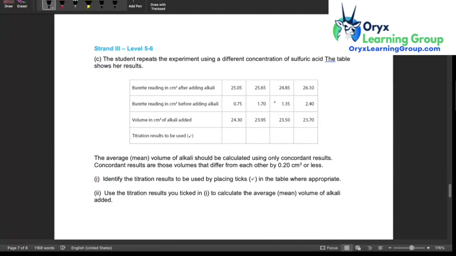Okay, the student repeats the experiment. This is level 5 to 6. The student repeats the experiment using a different concentration of sulfuric acid. The table shows the results. Identify the titration results to be used by placing ticks in the table where appropriate. So we are taking only the concordant results. What are concordant results? The results are called concordant when these volumes differ from each other by 0.20 cm cube or less. Take 30 seconds to 1 minute, go through this question, and tell me what the answer will be. This is super simple, easy marks.